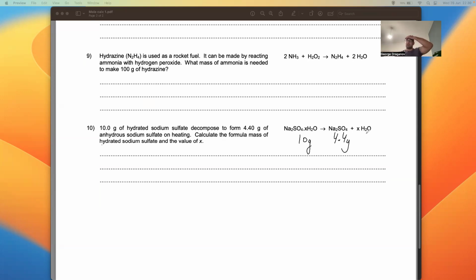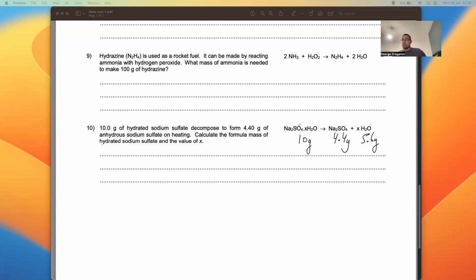Now, how much water will be formed? You can just take the difference between the two because of the conservation of mass principle. So this will actually be 5.6 grams. 10 minus 4.4. The question is to find x. Now, if you think about it, the ratio is 1 to x. So we need the moles of these two, and then we can just do x divided by 1. So we can do the moles of this divided by the moles of this.